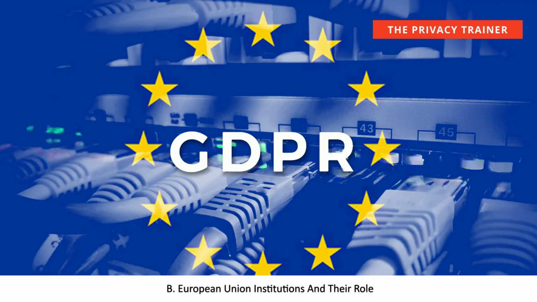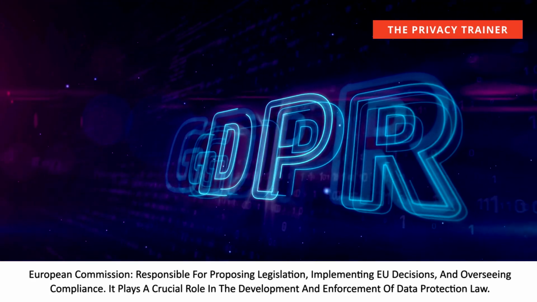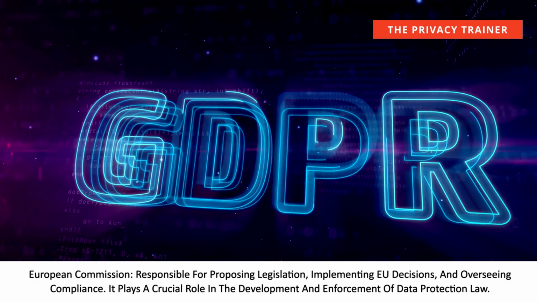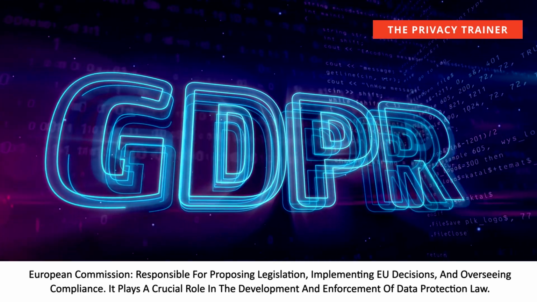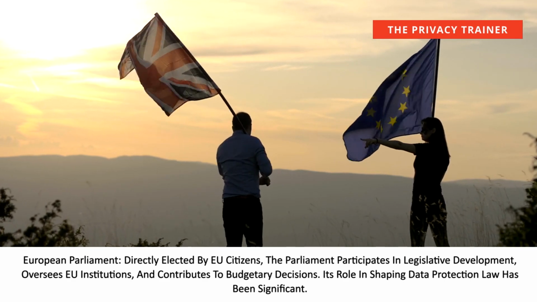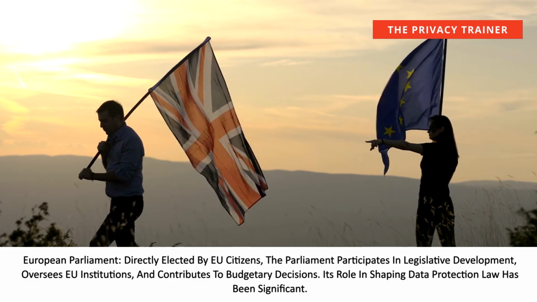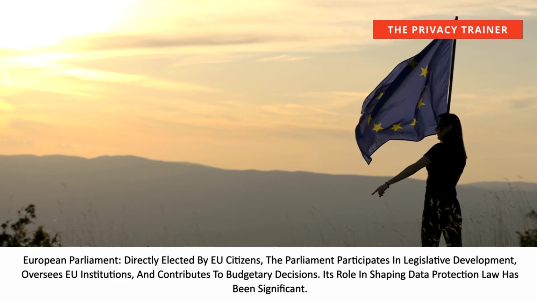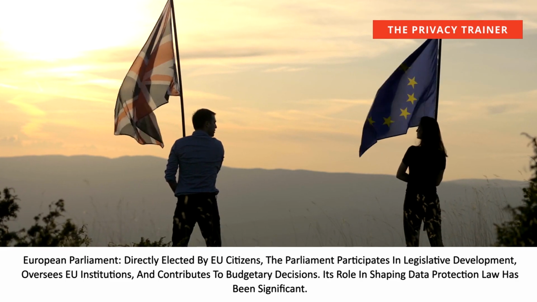European Union institutions and their role. European Commission: responsible for proposing legislation, implementing EU decisions, and overseeing compliance. It plays a crucial role in the development and enforcement of data protection law. European Parliament: directly elected by EU citizens, the Parliament participates in legislative development, oversees EU institutions, and contributes to budgetary decisions. Its role in shaping data protection law has been significant.